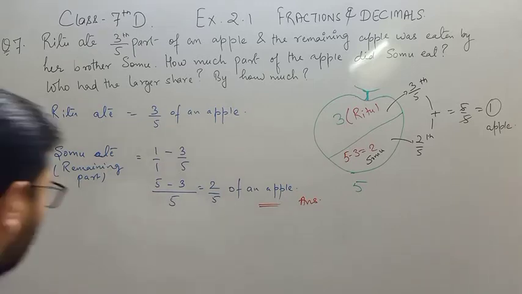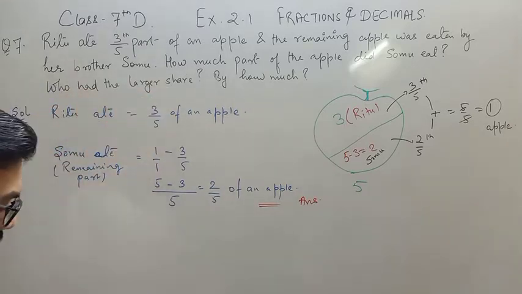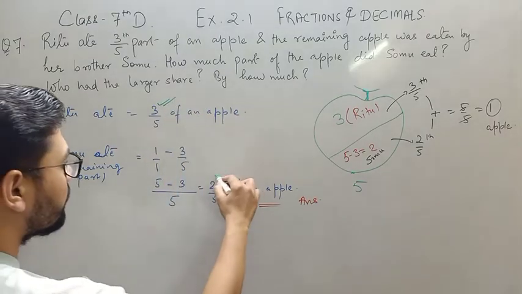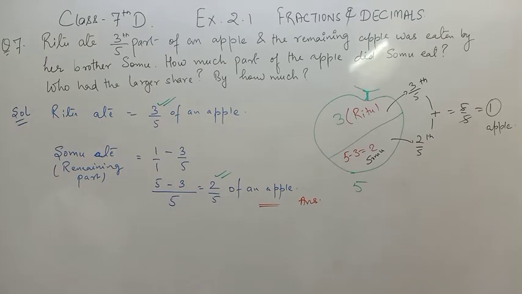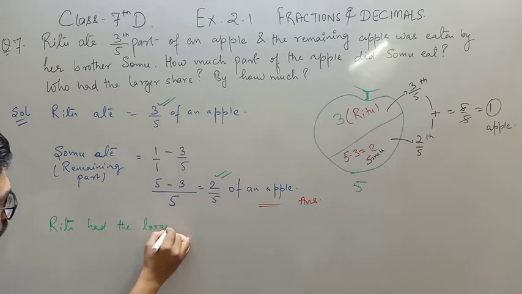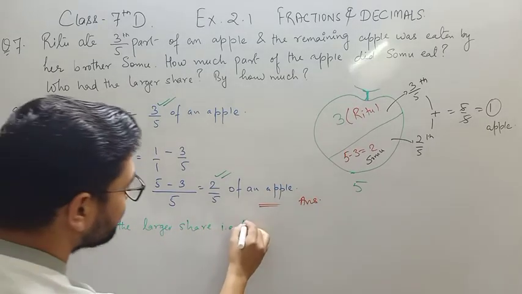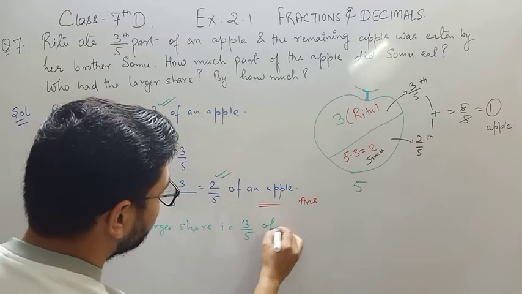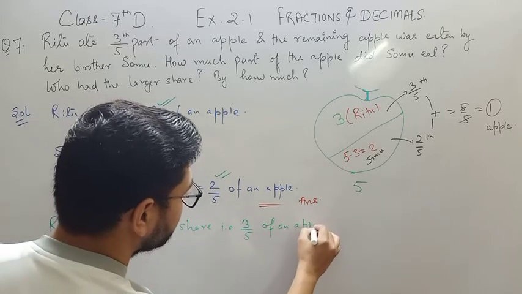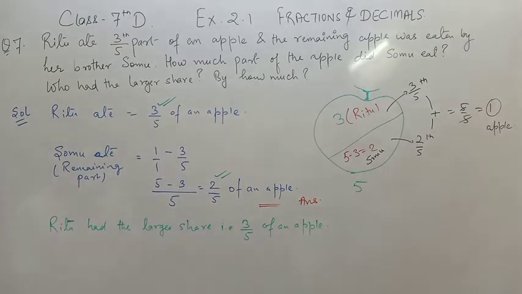Now the next thing is, who had the larger share? So please tell me who had the larger share? Ritu had the larger share. In the second part you will say Ritu had the larger share, that is 3/5 of an apple. Okay, then the third part, by how much?